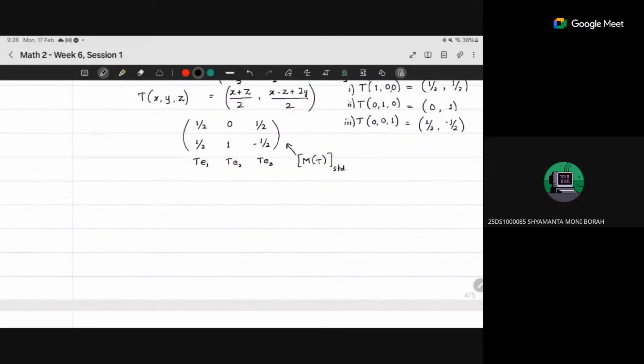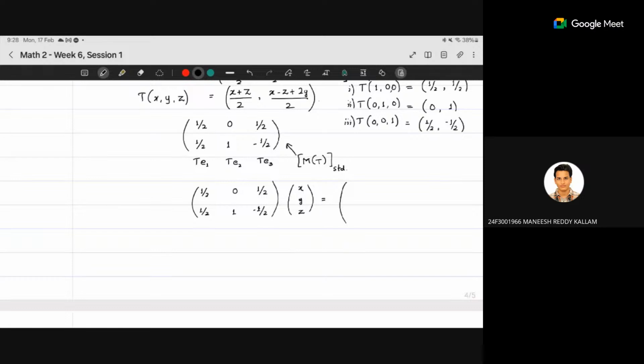Why is this called the matrix of the transformation? Because this is the matrix whose columns are the images of the standard basis vectors. Now, if I multiply this with x, y, z, which is a typical input vector for the transformation, considered as a column vector, what do you get? Can you quickly compute what you will get?